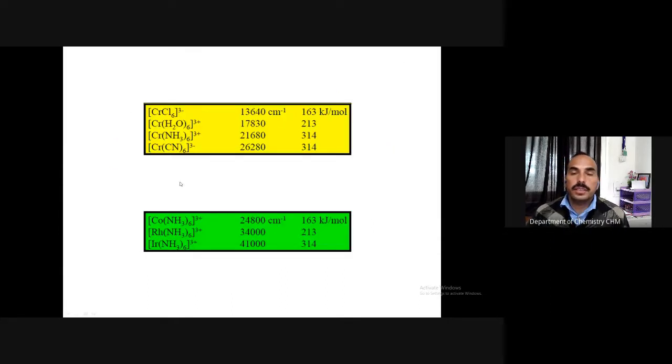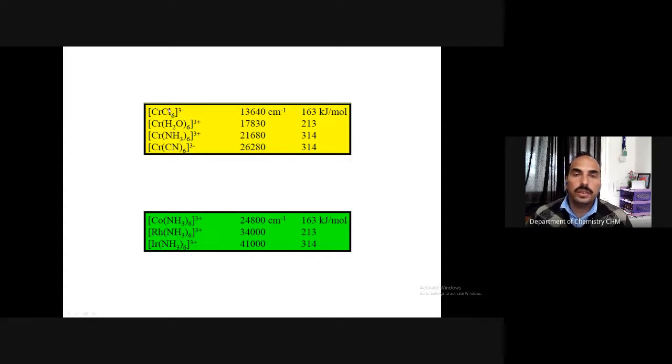So all these things can easily be explained if you consider these three factors: the ligand, the oxidation state, and whether it is 3d, 4d, or 5d, which metal we are talking about. Chromium hexamine, ammonia is a stronger field ligand compared to water and chloride, so you can see that the splitting is higher in this case. Cyanide is even stronger, and you can see that it is 26,000, highest among all these examples, because cyanide is the strongest field ligand in all these four. Cyanide is stronger than ammonia, stronger than water, and stronger than chloride.